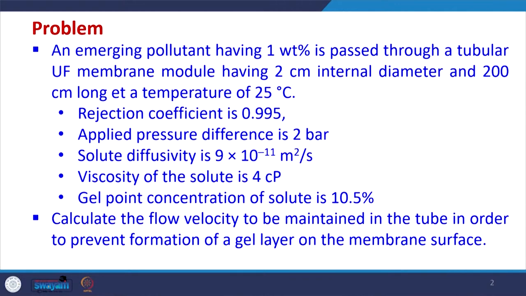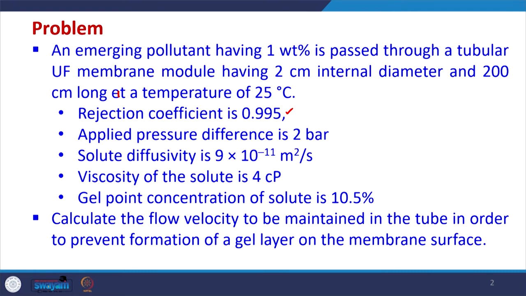In this numerical, it is given that an emerging pollutant having 1 weight % in the water is passed through a tubular ultrafiltration membrane module which has a 2 cm internal diameter and is 200 cm long, and this is being done at a temperature of 25°C. Now, the rejection coefficient is 0.995. So, we will be performing the calculation at a rejection coefficient of 0.995.